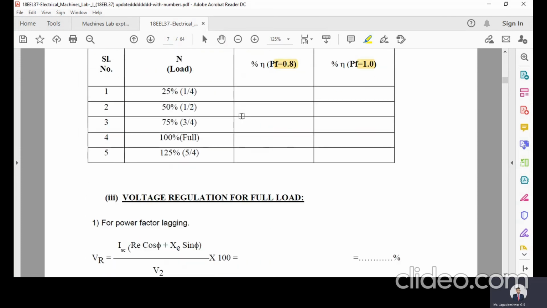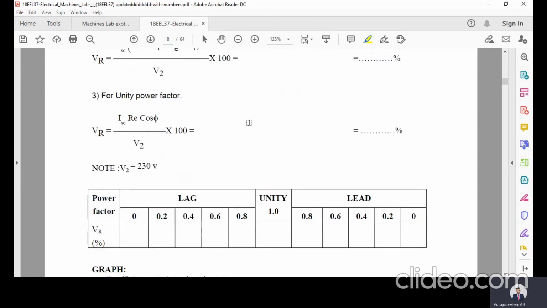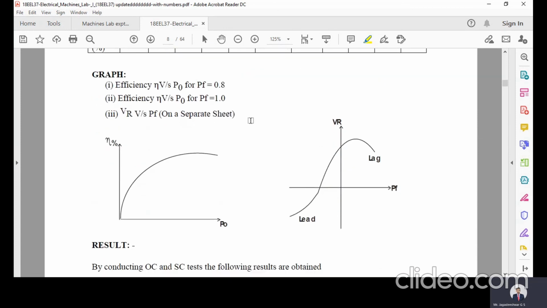So once you get this, you can draw the graph for this. So I will show you. So this is how you have to draw the graph. Here the x-axis will be taken as fractional load, and the y-axis will be taken as the percentage of efficiency.